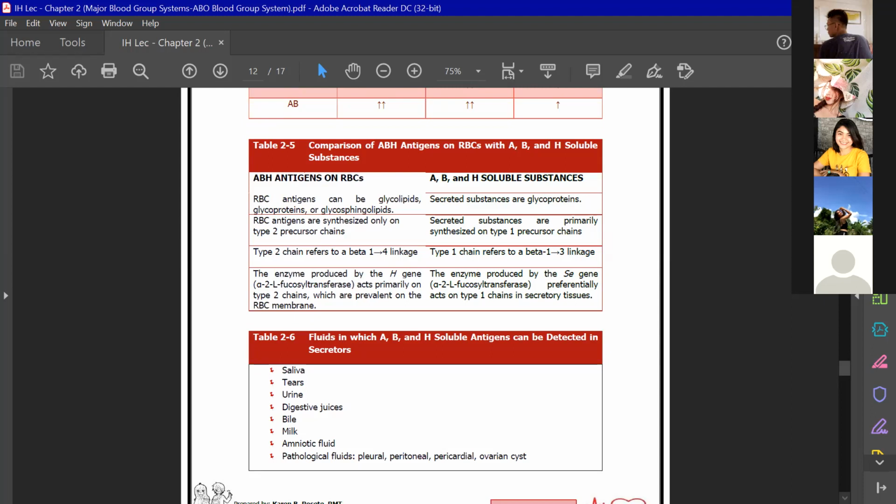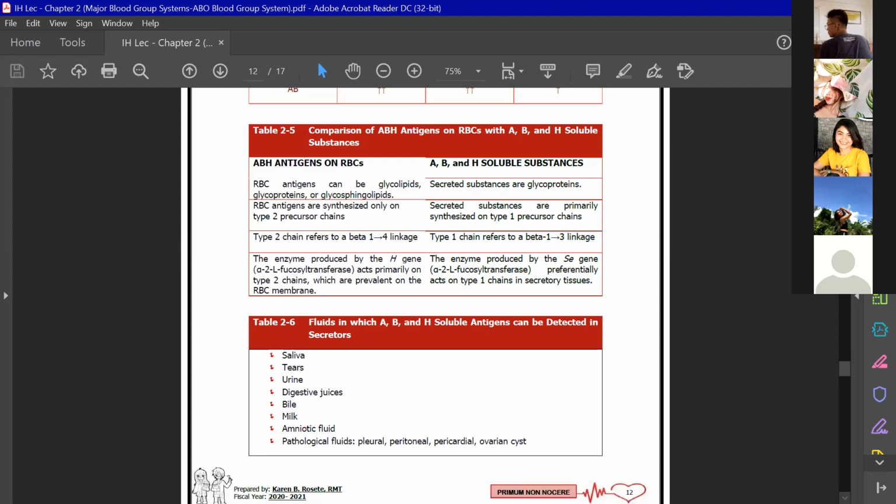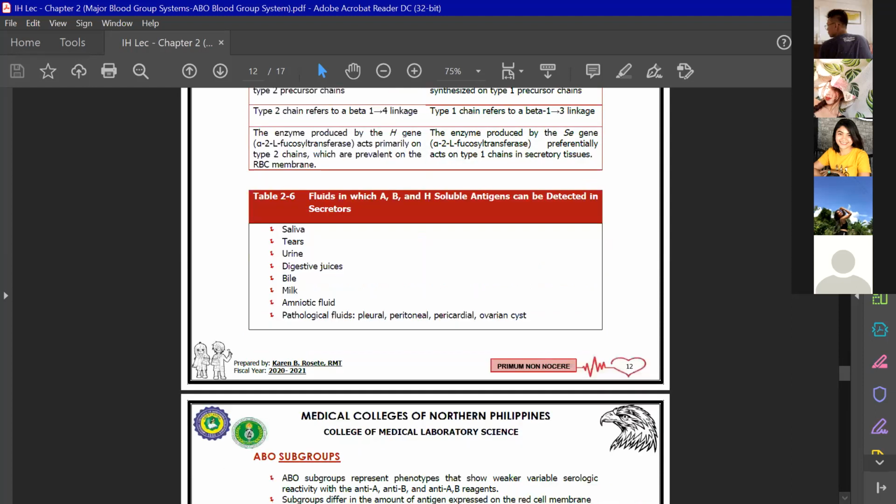Okay, so these are the examples of fluids in which your A, B, and H soluble antigens can be detected in individuals who are secretors. So we have here saliva, tears, digestive juices, bile, milk, amniotic fluid, and also the PF, your pleural fluid, peritoneal, pericardial.